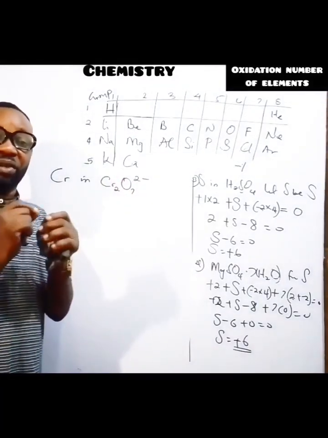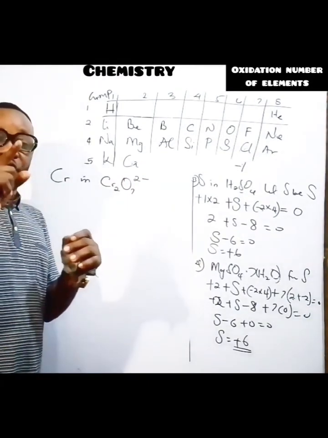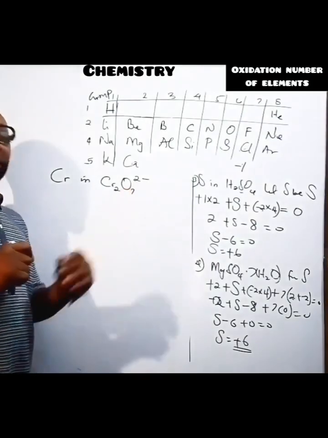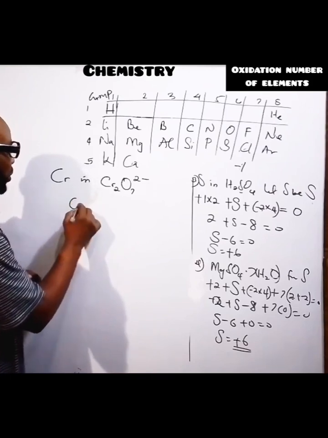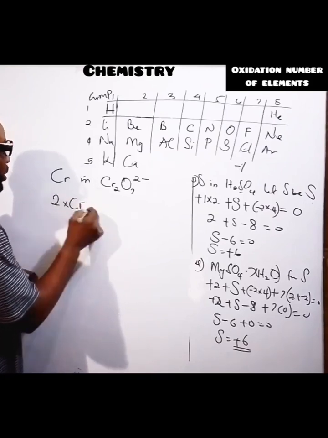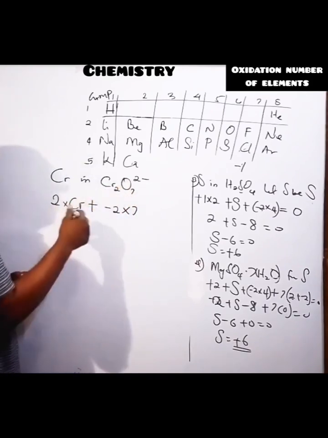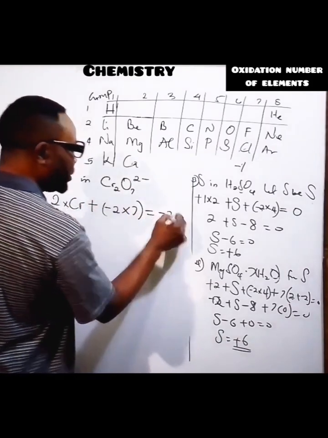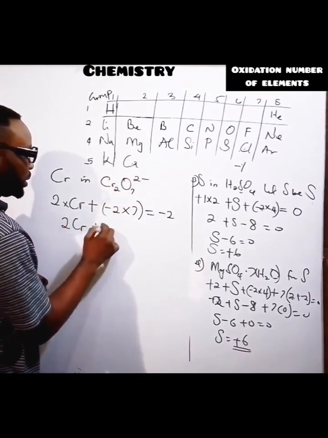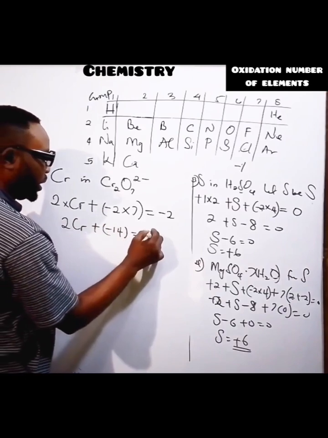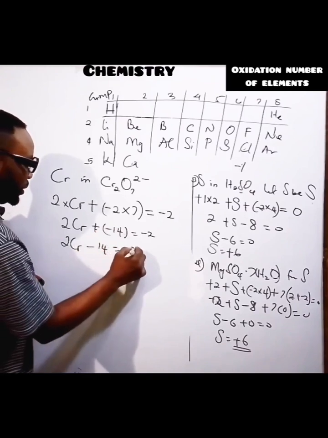Anytime you see any charges on any form of a compound or group of atoms, the oxidation numbers, when you sum them up together, will be equal to the charge on them. So Cr is what we are asked to calculate. Cr multiplied by 2 plus -2 times 7, that is oxygen in its compound state, is equal to -2. That is the charge that we have up here. So we're having 2Cr plus -14 equal to -2.